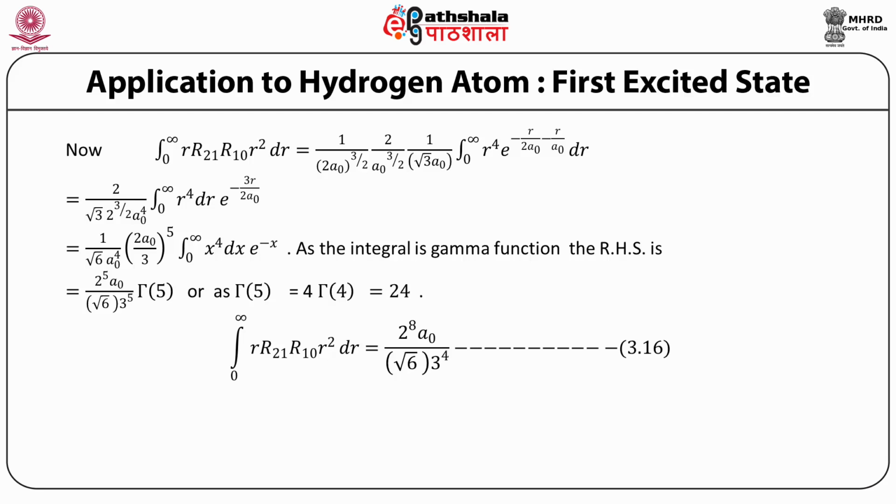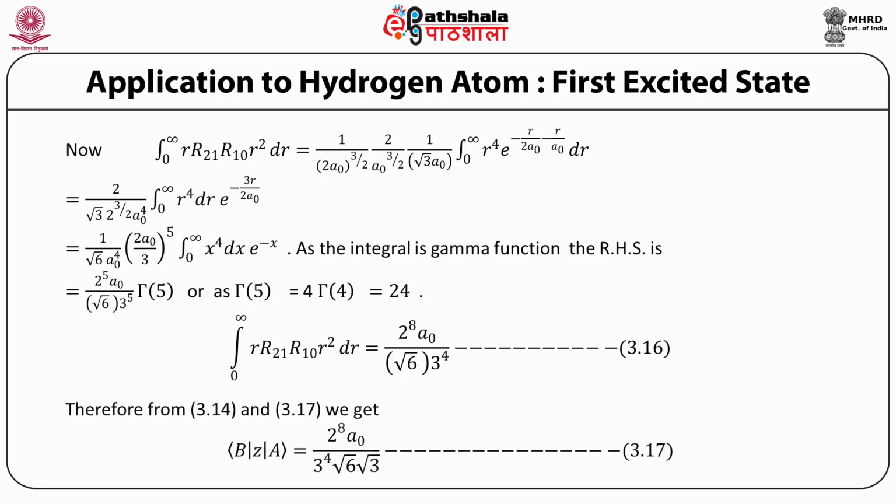Now gamma of 5 is equal to 4 into gamma of 4, which is equal to 24, and therefore the integral from 0 to infinity of r times R21 times R10 times r squared dr is given by 2 to the power 8 a naught divided by root 6 into 3 to the power 4. Therefore, from 3.14 and 3.17, we get the matrix element of z as 2 to the power 8 a naught divided by 3 to the power 4 root 6 into root 3.